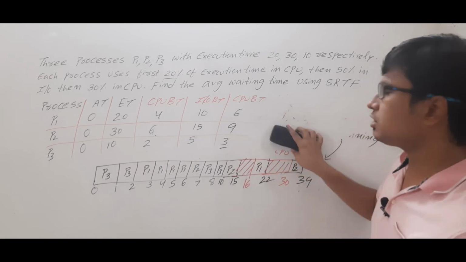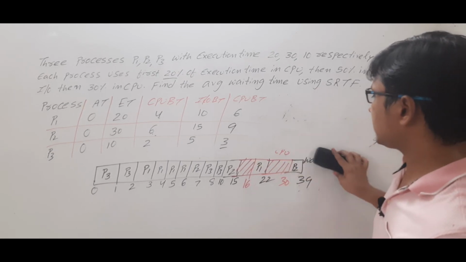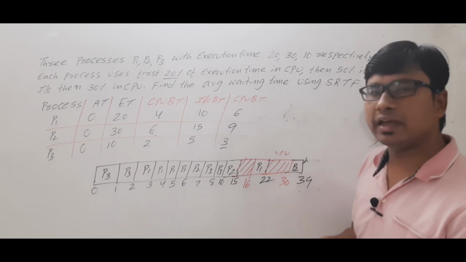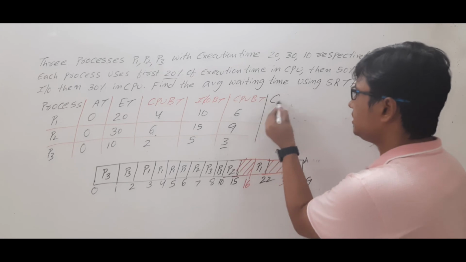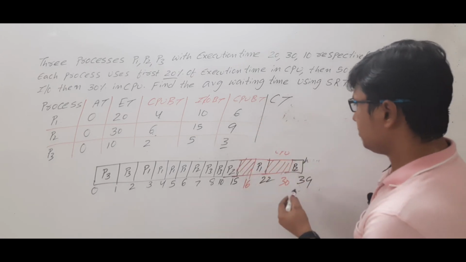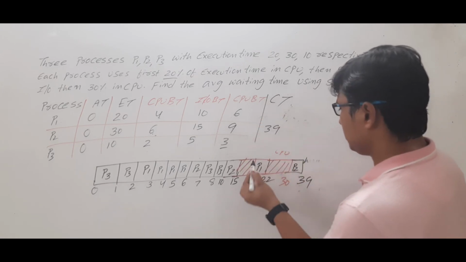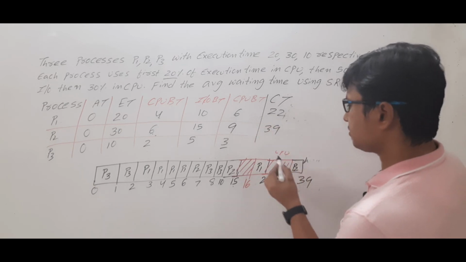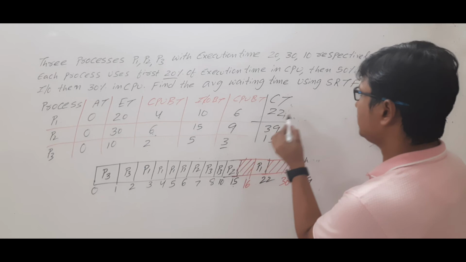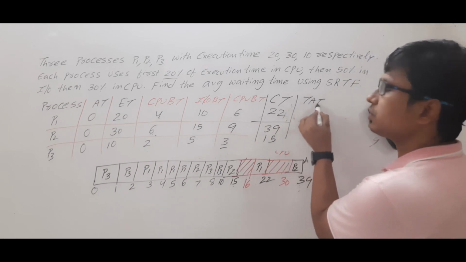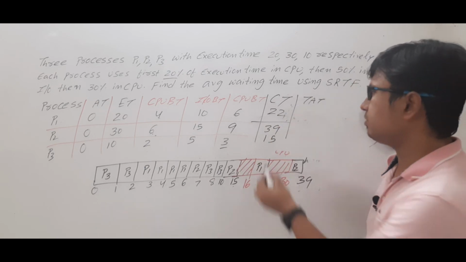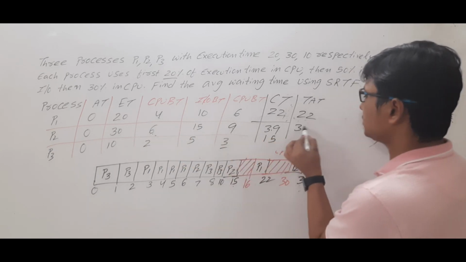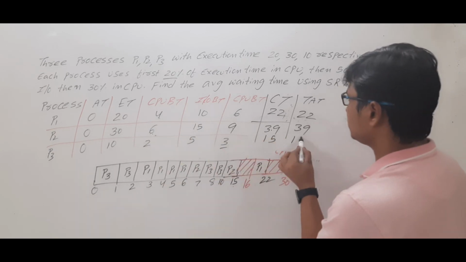Now we can easily compute the completion time, turnaround time, waiting time and average waiting time. So the completion times of the processes are: P2 is 39, P1 is 22, P3 is 15. Then turnaround time is completion time minus arrival time: 22 minus 0 is 22, 39 minus 0 is 39, 15 minus 0 is 15.